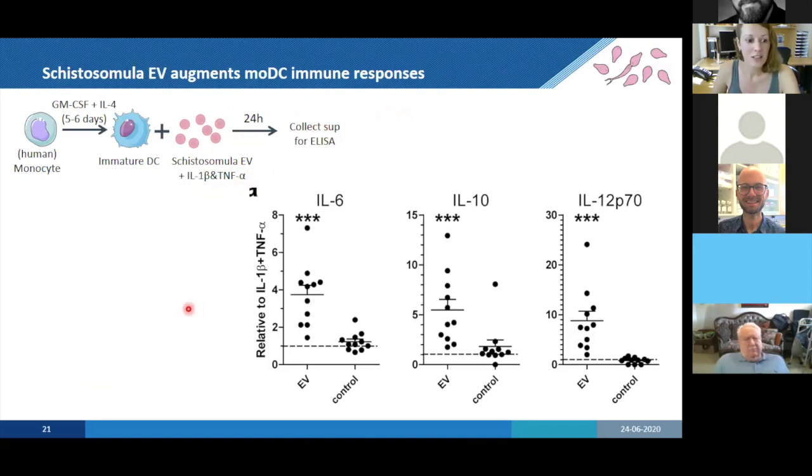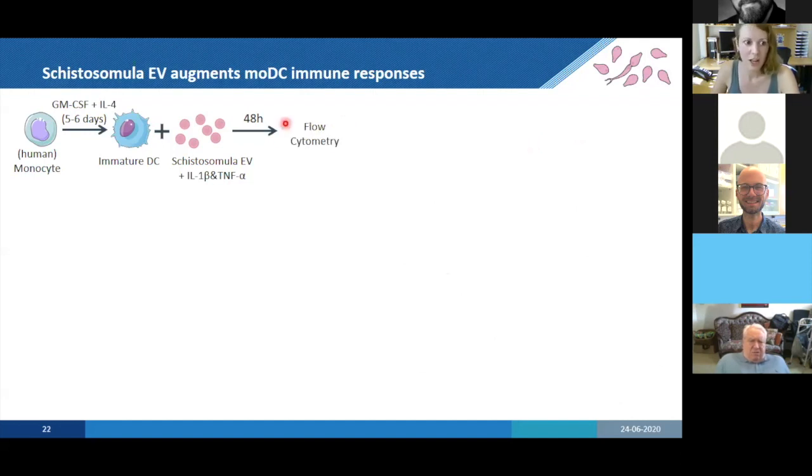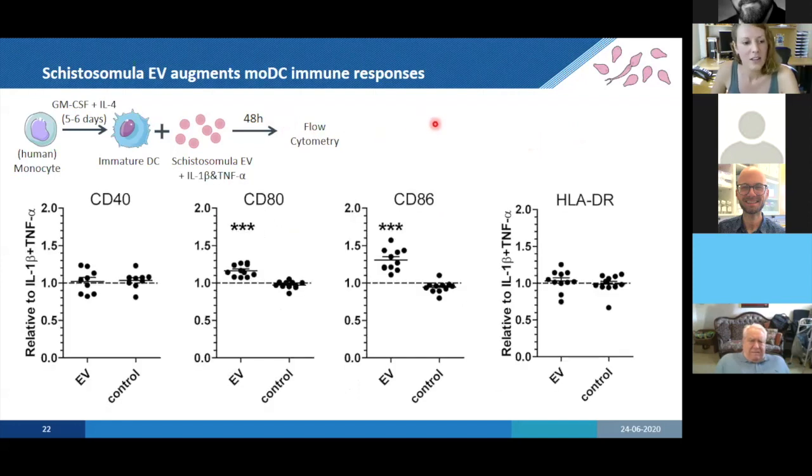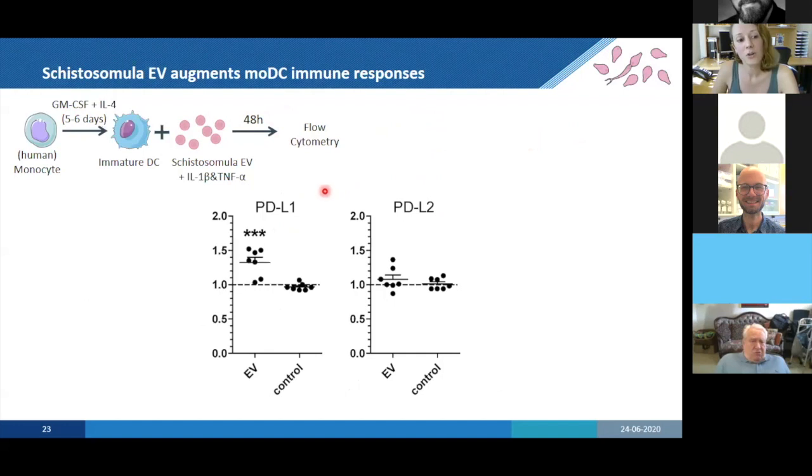And we did see that in the presence of IL-1 beta and TNF-alpha, the EVs were able to augment, or form some synergy with, this response and increased IL-6, IL-10, and IL-12 production by these cells. We also measured the cells with flow cytometry after 48 hours, and we saw an upregulation of the co-stimulatory markers CD80 and CD86. We also looked at the regulatory markers that I discussed in the beginning, and there we also saw an upregulation of the regulatory marker PD-L1.